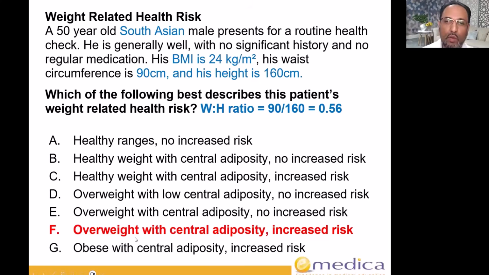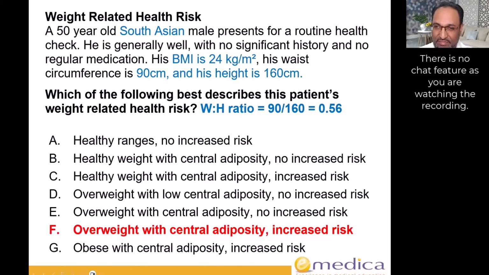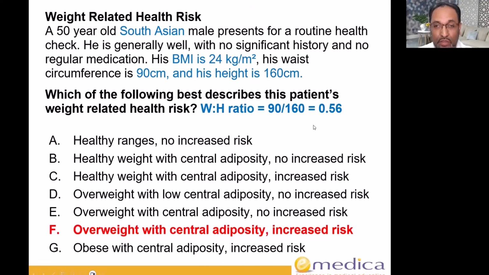Anyone know the threshold where obesity 1 kicks in for a patient of South Asian heritage? Type into the chat. Obesity 1 kicks in at 27.5. It's 2.5 reduced compared to normal, because most patients, it'd be 30, wouldn't it? So you take 2.5 away from that. So they're not obese yet, but they are overweight.